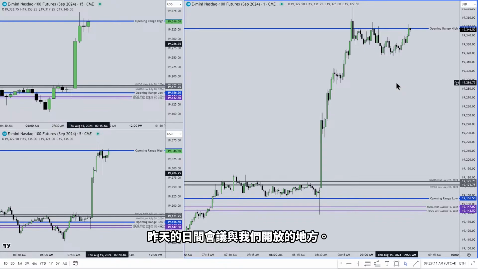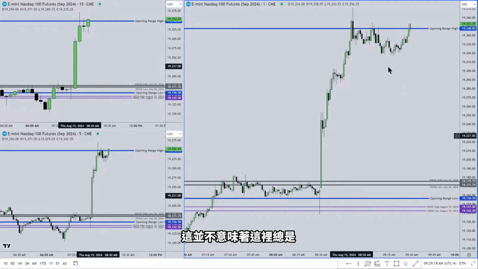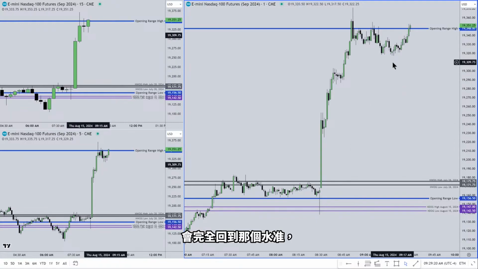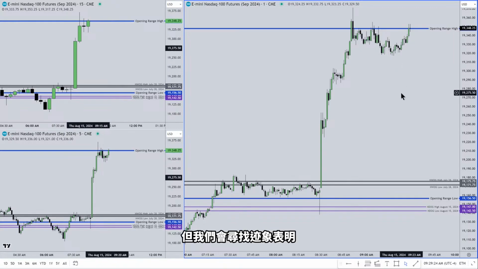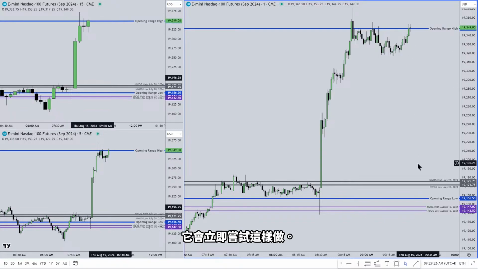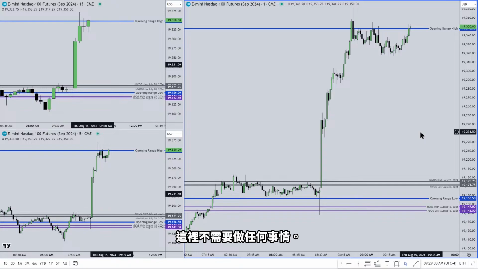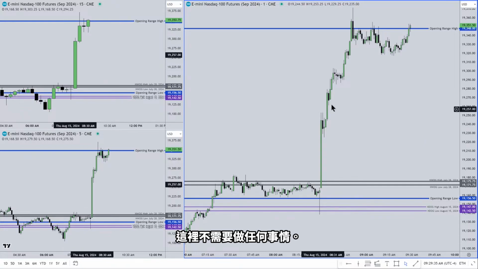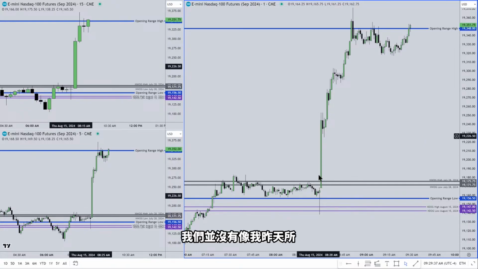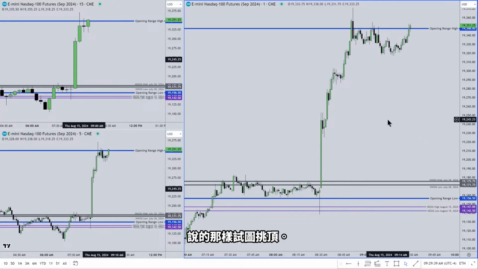So we have a rather large premium opening. So there's a lot of movement from where we settled on the day session yesterday versus where we're opening up. It doesn't mean always there's a complete return back to that level down here, but we will look for indications that it will try to do that. And right away, my interest is I'd like to see this traded too. It need not do anything in here. We're not trying to pick the top, as I was talking about yesterday.